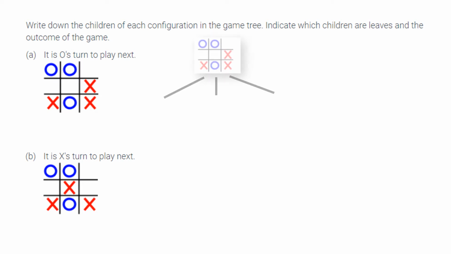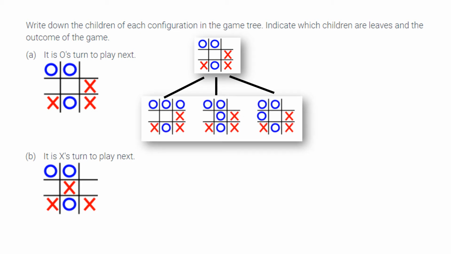So imagine that this is the initial configuration, and now we've got some edges coming out of that vertex, and we're going to see what the possibilities are. So what would that be? Well, there's really 3 possibilities here. They could have put the O at the top right, the O in the middle, or the O in the one other spot left. Okay, so there's just 3 possibilities there.